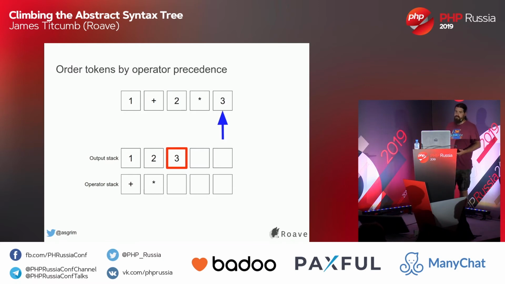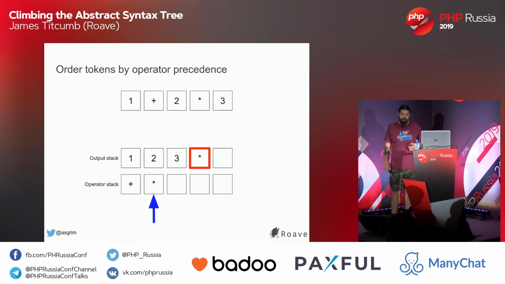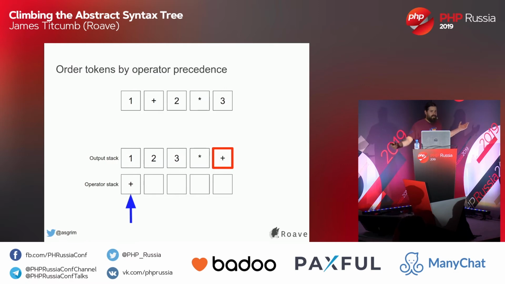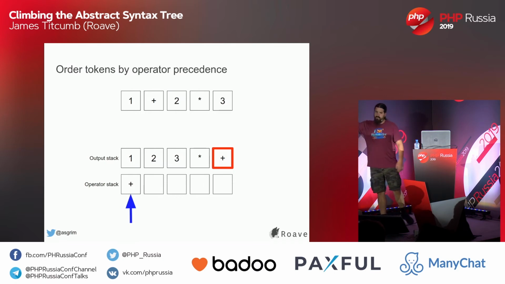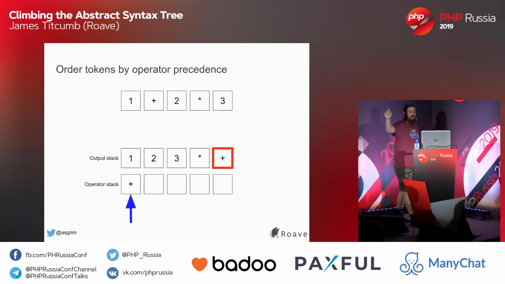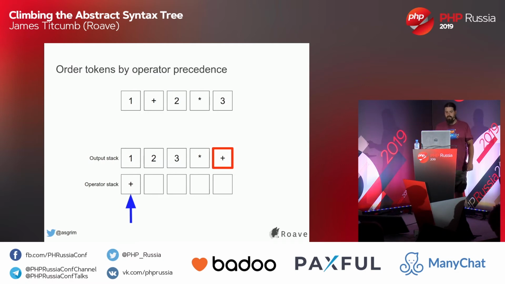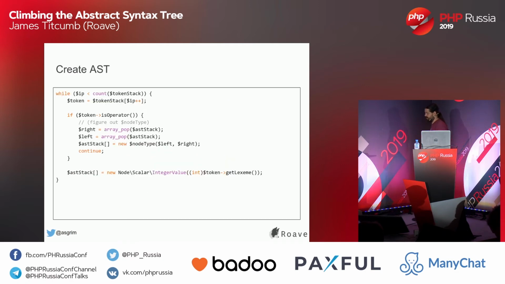Now, we've finished the input, so we need to loop through the operator stack and put them all onto the output stack. Multiply and then plus. And hey, this is reverse Polish notation. So we've taken the tokens that we've got in our code, and we've changed the order of them to something that is meaningful for our next part of the step, the parser.